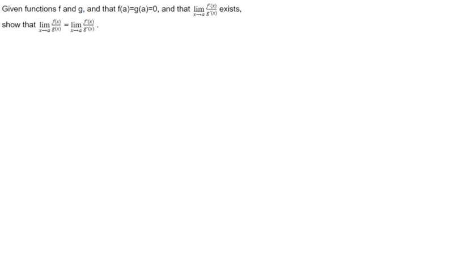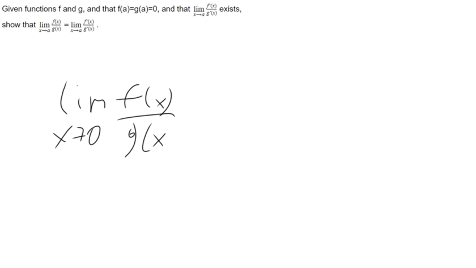Previously, we showed that if you have the limit as x goes to 0 of the quotient of two functions, and you know that both of these functions evaluated at 0 give you 0, we found out that this equals the limit as x goes to 0 of the quotient of these two functions' derivatives.